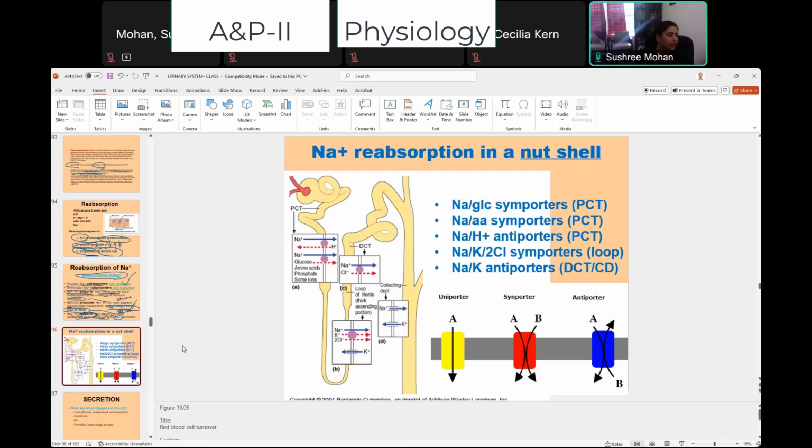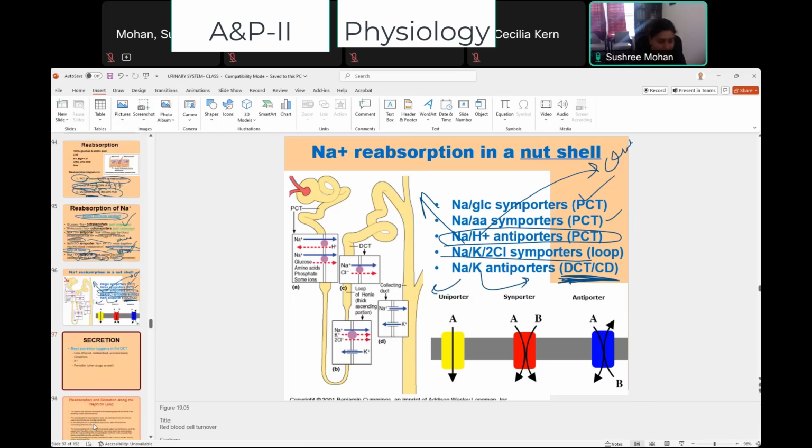So sodium and glucose are symporters in the PCT. Sodium and amino acids are symporters in the PCT, going hand in hand together as friends back into the system. Sodium and hydrogen ions are antiporters in the PCT. Sodium goes in by reabsorption, and hydrogen goes out by secretion into the urine. In the loop, sodium and potassium are symporters, but in the DCT and the collecting tubule, these are antiporters. Sodium goes in, potassium goes out. Any questions?